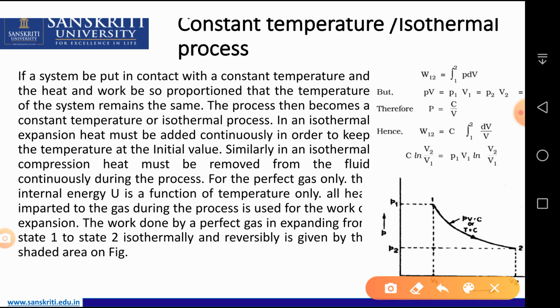The work done by a perfect gas in expanding from 1 to 2 isothermally is shown by the PV diagram. So 1 to 2 is an expansion process.